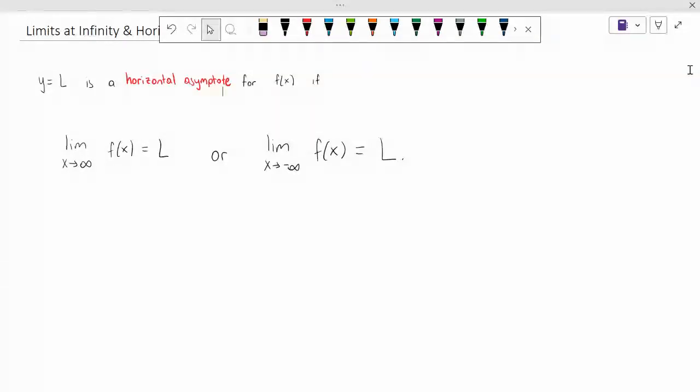Here we can actually give an actual definition of a horizontal asymptote using limits. We can say that the line y equals L is a horizontal asymptote for this function f of x if either the limit as x approaches infinity of this function is equal to L, or the limit as x approaches negative infinity of this function is equal to L. This is just going back to the graphs that I drew earlier.